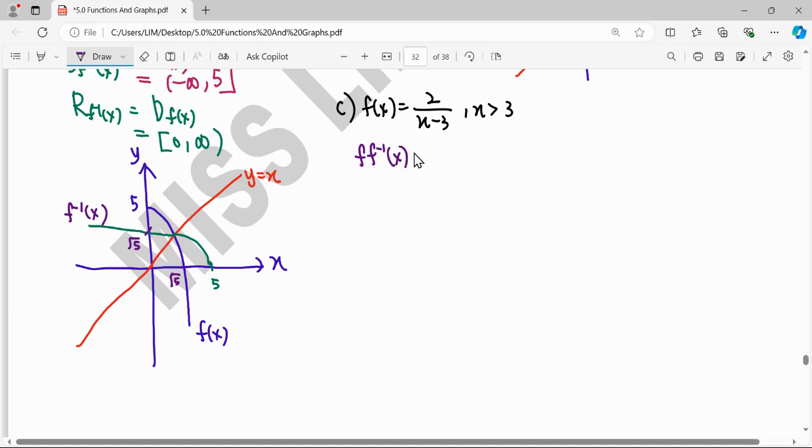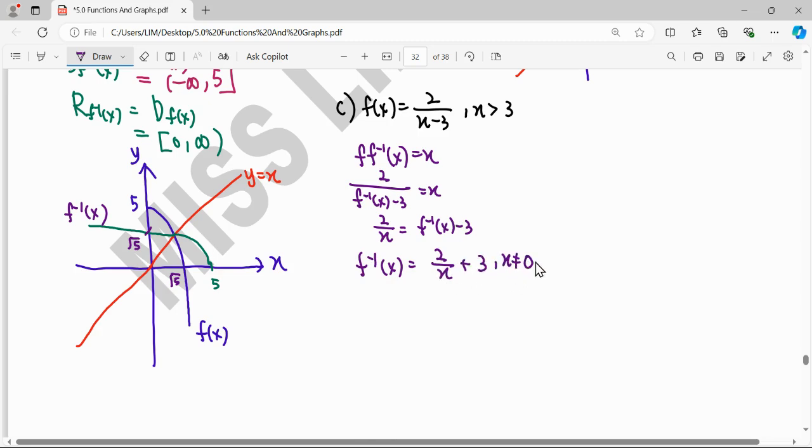f of f inverse equals to x. So substitute the x with this f inverse. So this x will become f inverse minus 3. So we do cross multiplication. 2 over x will equal to f inverse minus 3. We find out our f inverse will be 2 over x plus 3. So this denominator cannot equal to 0.